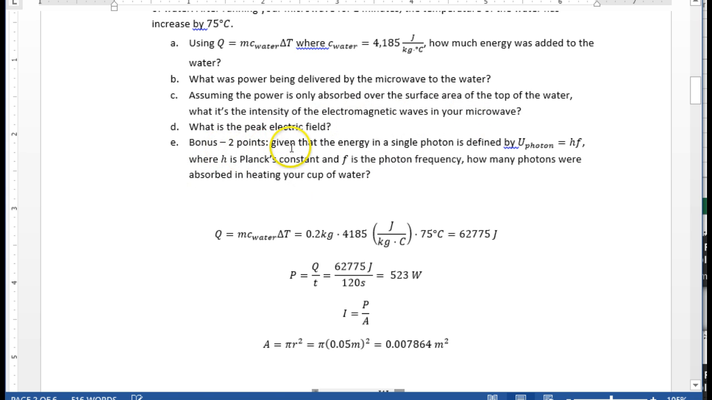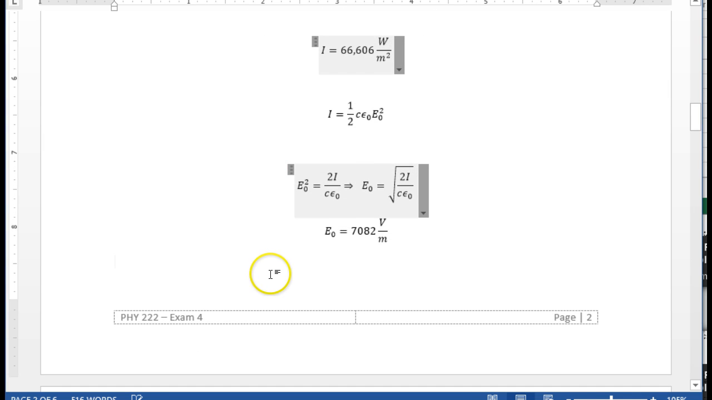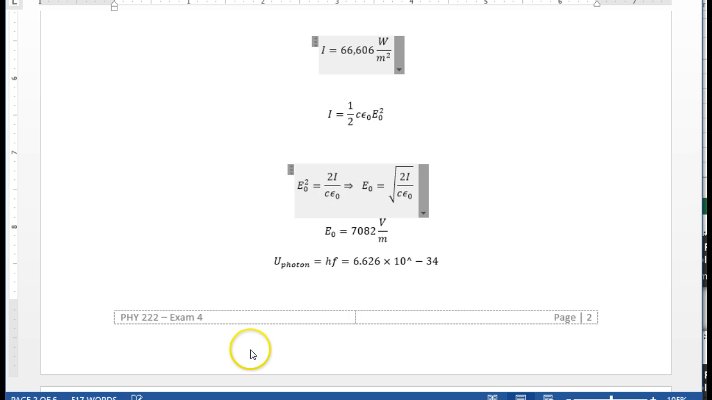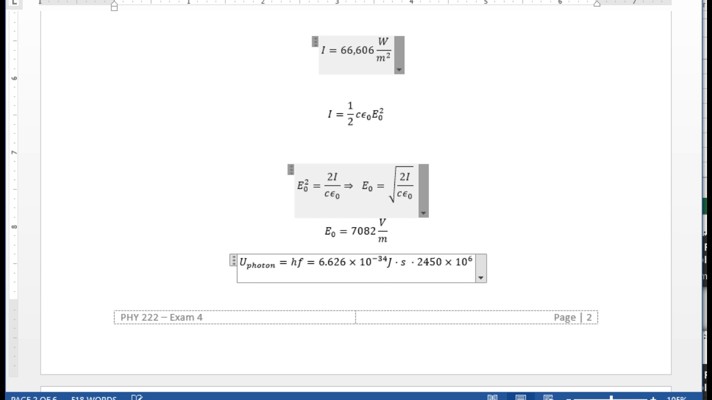Energy of a photon is hf. h is Planck's constant and f is the photon frequency. How many photons are absorbed in heating up your cup of water? So the energy of a photon equals hf equals 6.626 times 10 to the minus 34 joule seconds, Planck's constant, times frequency 2450 megahertz, 2450 times 10 to the 6th hertz.